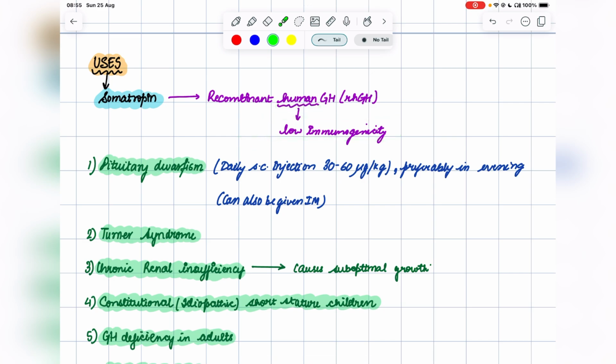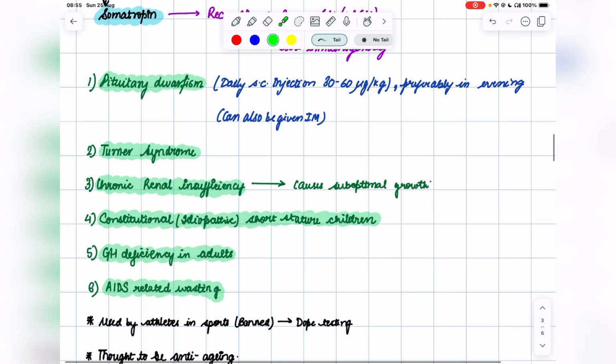Okay, so where all can it be used? It can be used in 6 conditions which you have to learn, at least 3 or 4. Firstly, pituitary dwarfism, that's pretty obvious. If there is dwarfism, we will give an analog. Turner syndrome, that is characterized by 44 plus X, in which a female can be of low stature, so in that it can be helpful.